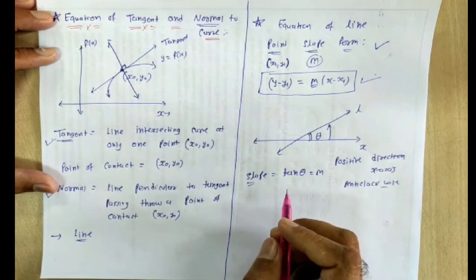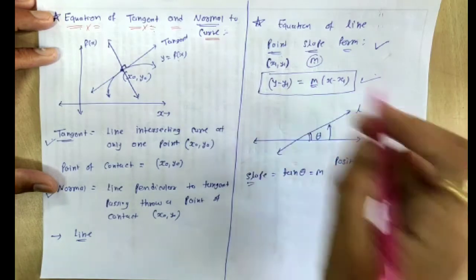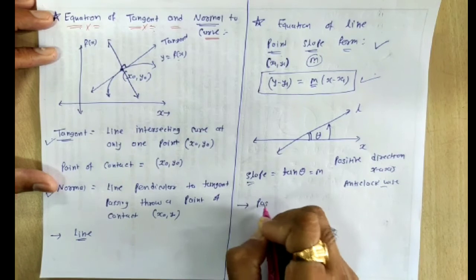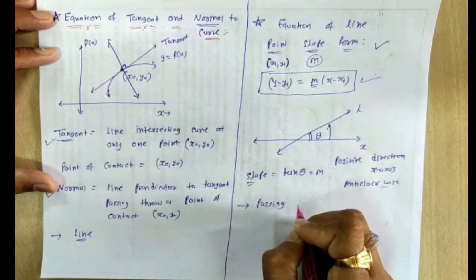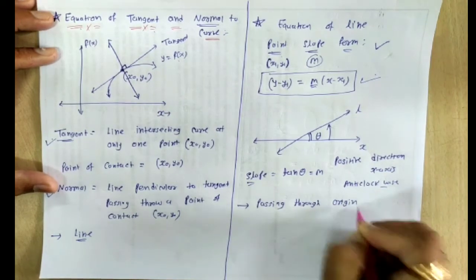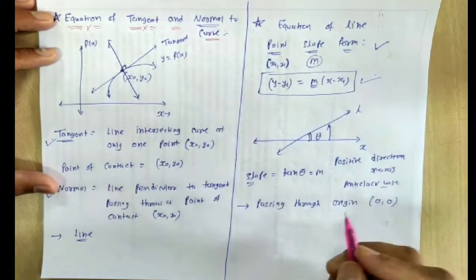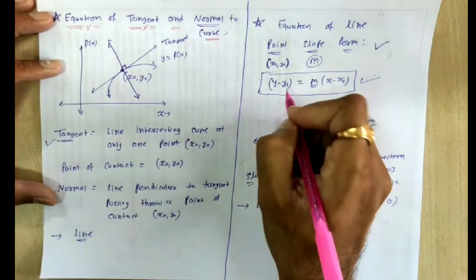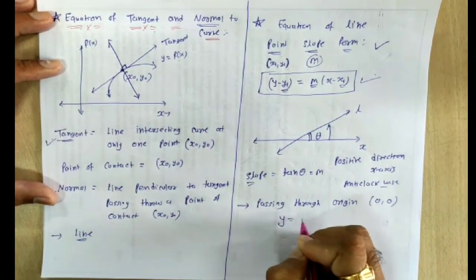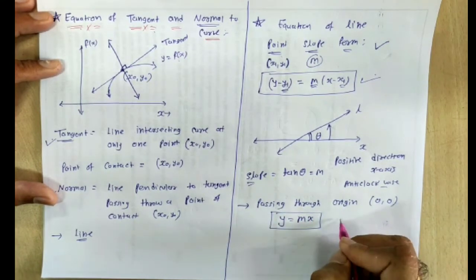Now a particular case of this form: if the line is passing through the origin, equation of line passing through the origin. So coordinates of origin are 0, 0. So instead of this x1, y1, we have to write 0, 0, and therefore this is 0 and this one is 0. So equation of line will be y equal to mx. So this is the equation of line passing through the origin. Clear?